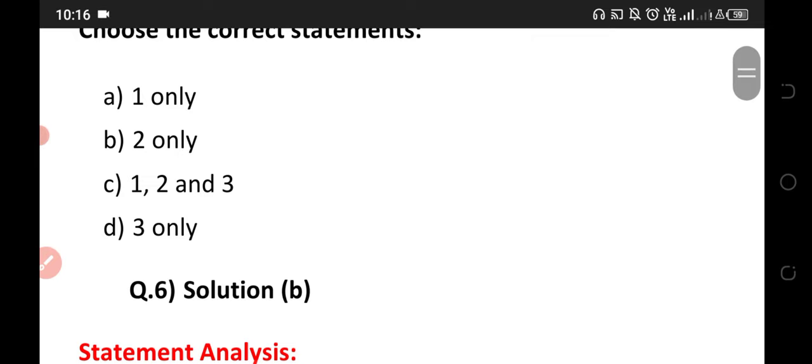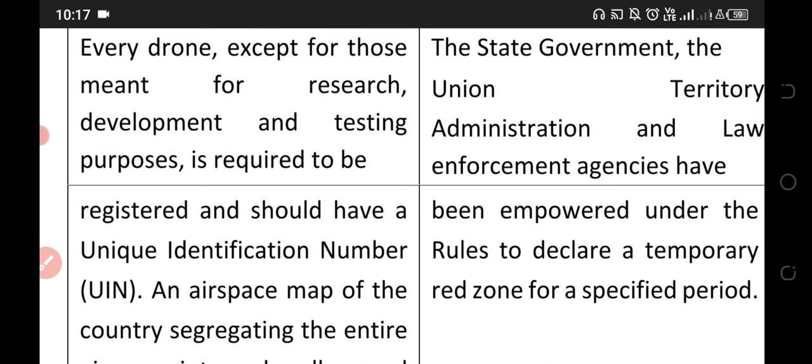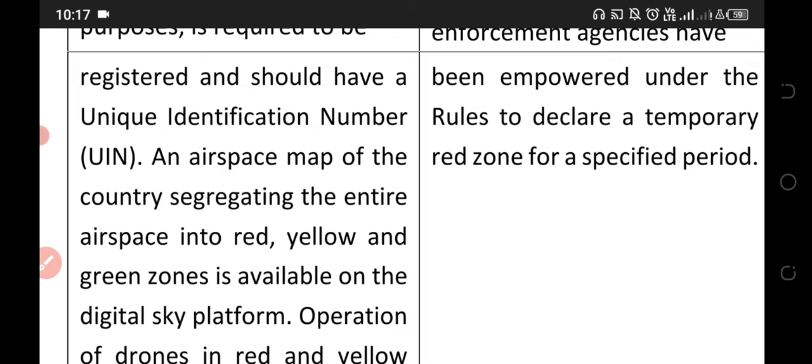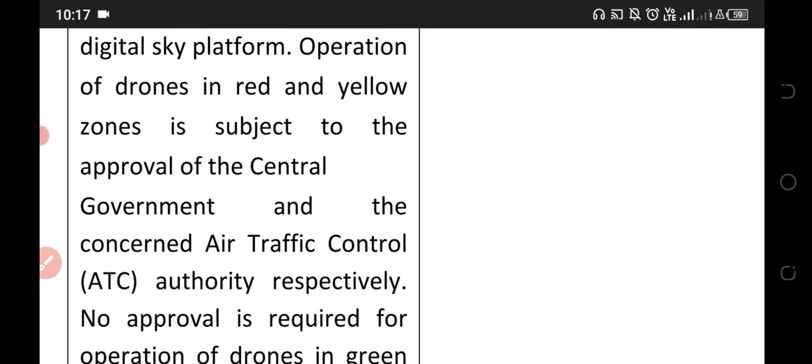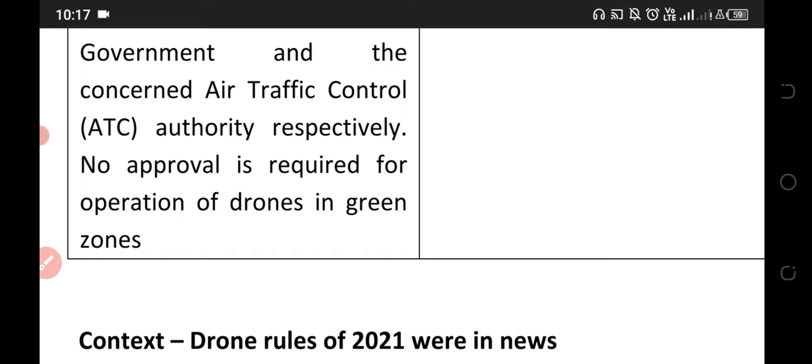Every drone except those meant for research, development and testing purposes is required to be registered. Every drone should have a unique identification number, UIN. An airspace map of the country segregating the entire airspace into red, yellow and green zones is available on the Digital Sky platform. Operation of drones in the red and yellow zones is subject to approval of the central government and the concerned air traffic control authority, respectively. However, no approval is required for operation of drones in green zones.